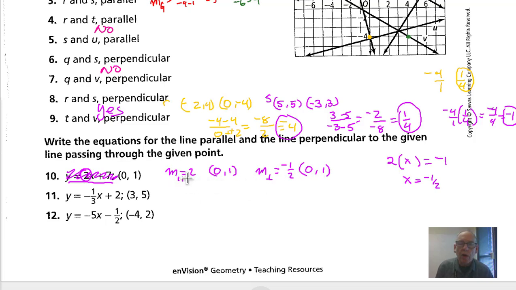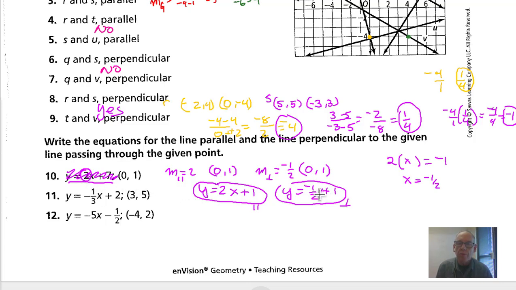This is going to be y = 2x + 1. The slope is a 2. And the y-intercept is a 1. This perpendicular one is going to be y = -1/2 x + 1. And so this one's going to be the perpendicular one. This is going to be the parallel one. The parallel one has the same slope as the reference line. The perpendicular one has a negative reciprocal slope. We made it go through the y-intercept.